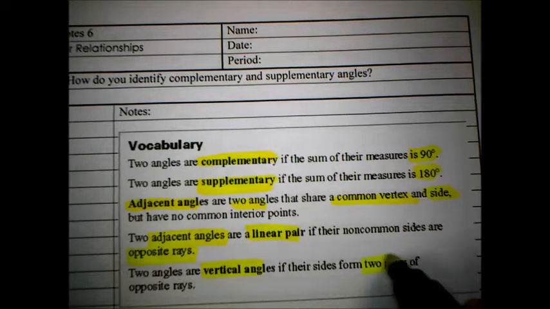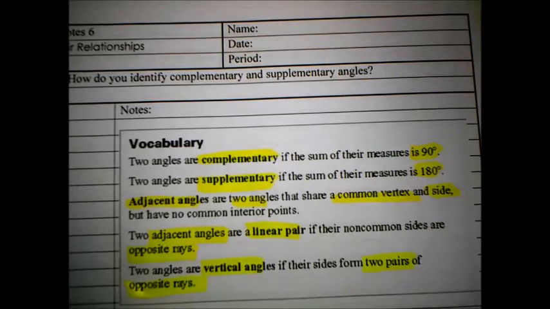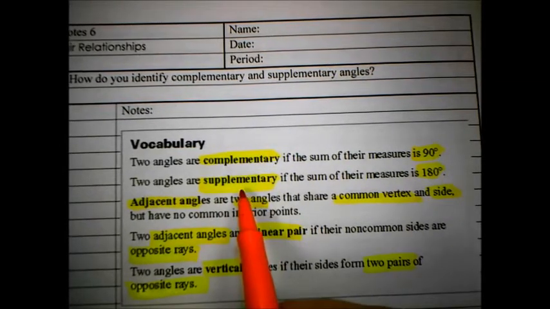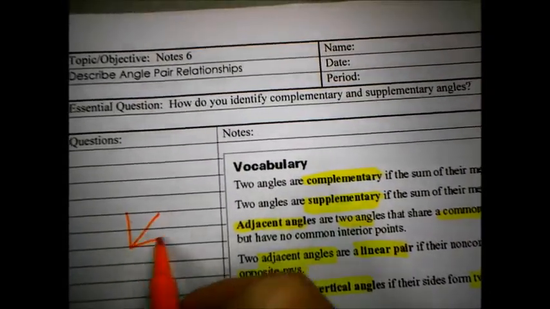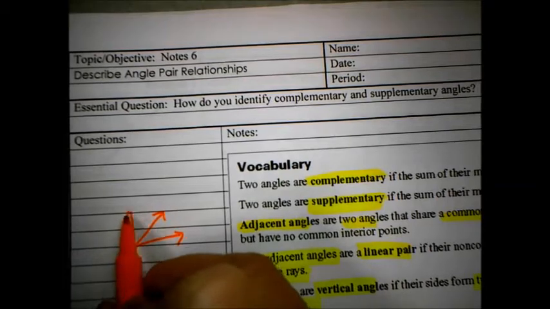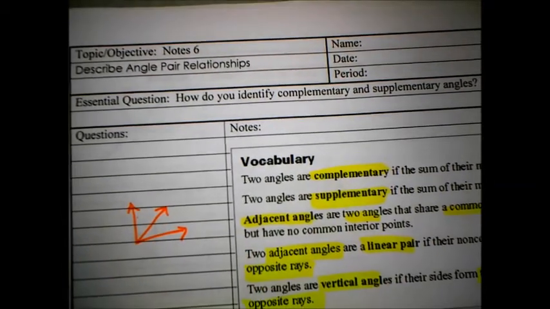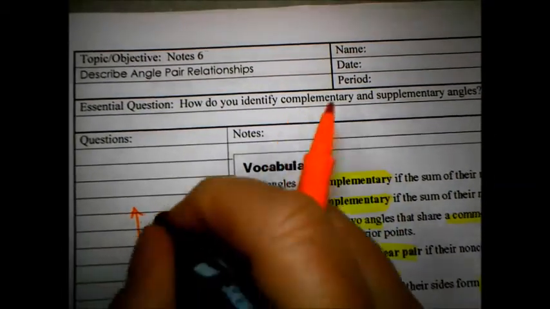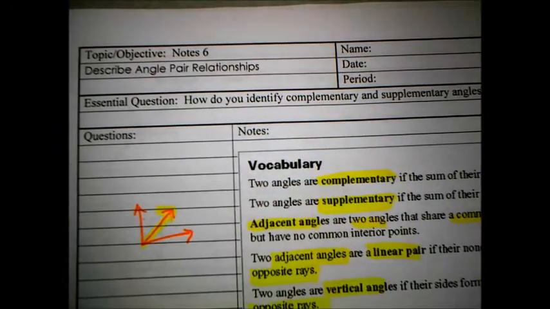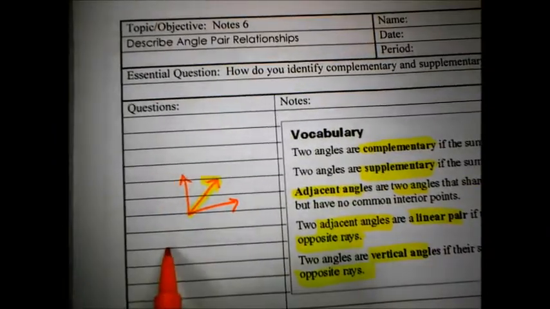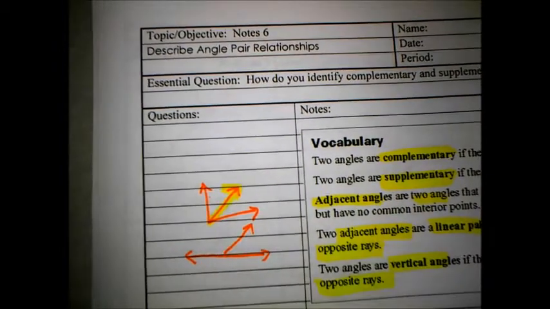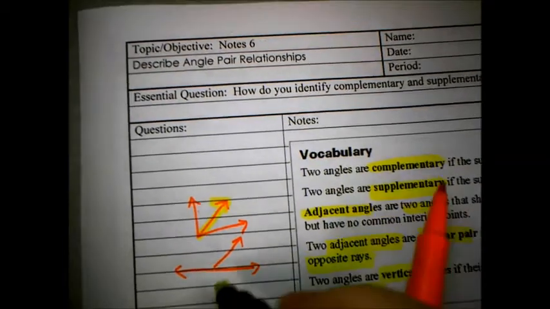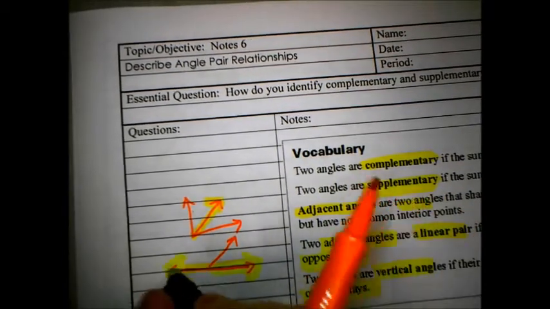So I'll give you a visual picture of the last three, because you should know complementary and supplementary angles. Adjacent angles could look something like this. I call it kind of like the chicken foot, where they are sharing the common vertex and a common ray right there. A linear pair will look like this, where I have a straight line and a line coming off, because the side that they don't share must be opposite rays.